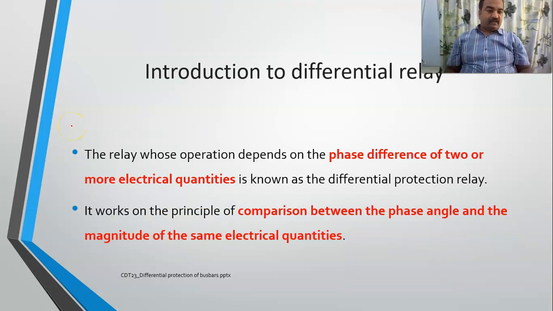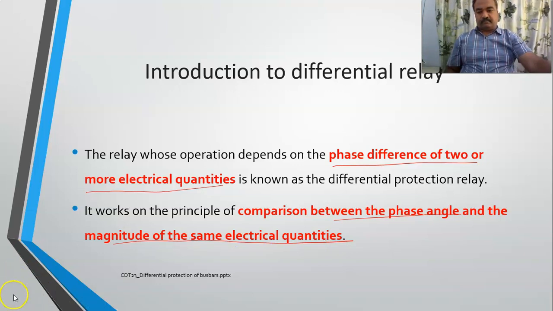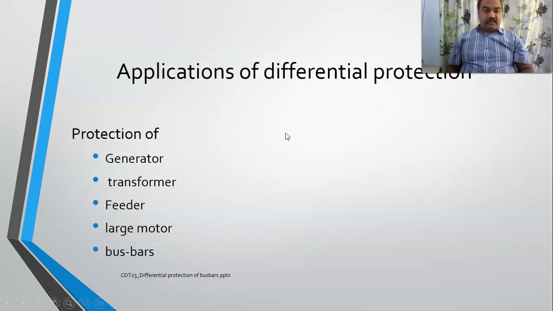A differential relay is one whose operation depends upon the phase difference of two or more electrical quantities, and it works on the principle of comparison between the phase angle and the magnitude of the same electrical quantities. Differential protection can be applied to generators, transformers, feeders, large motors, and especially busbars.